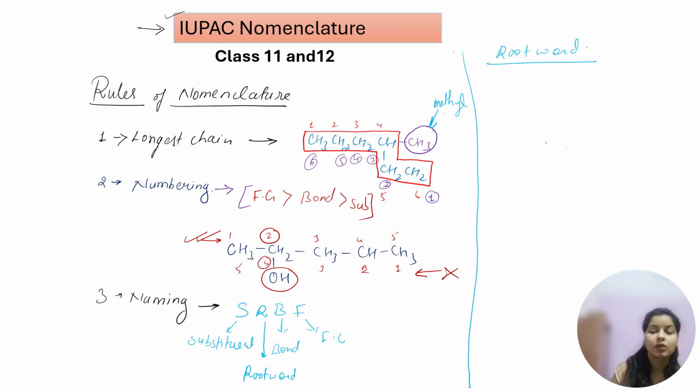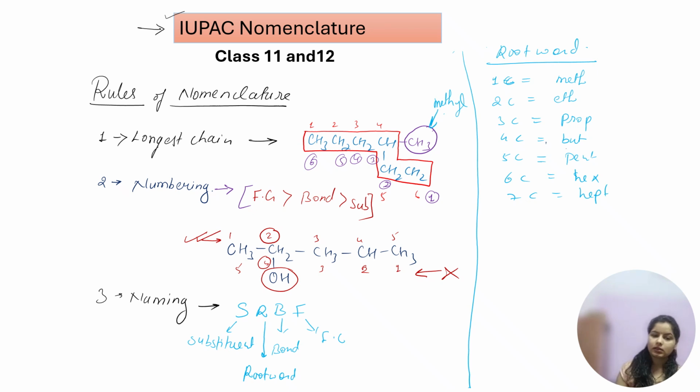The root word depends on the number of carbons in the longest chain. So if you have one carbon in the longest chain, then this will be meth. If you have 2 carbons, then this is eth. If it is 3 carbons, then prop. 4 carbons, then but. 5 carbons, then pent. 6 carbons, hex, and 7 carbons, hept, and so on. You go on depending on the number of carbons in the chain.